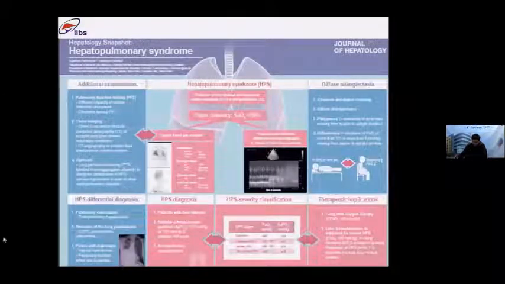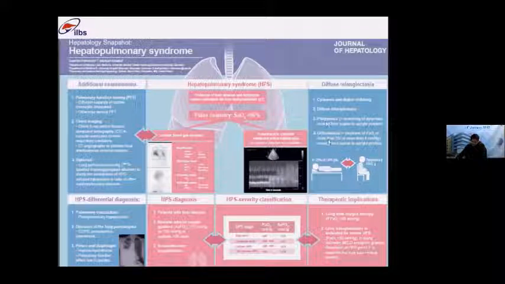For severity classification, HPS can be classified into mild, moderate, severe, and very severe based on the absolute PaO2 measurement and the presence of an alveolar-arterial gradient of more than 15. So more than 80 is mild, 80 to 60 is moderate, severe is 50 to 60, and less than 50 comes to the very severe category.